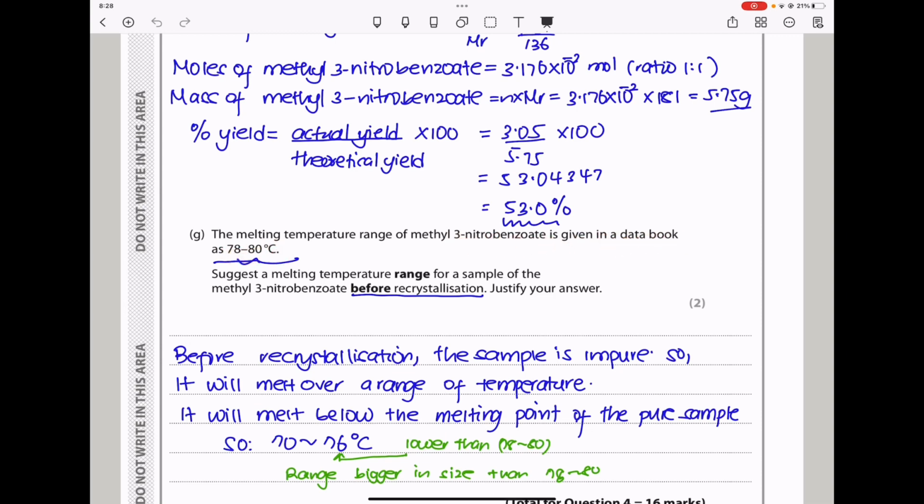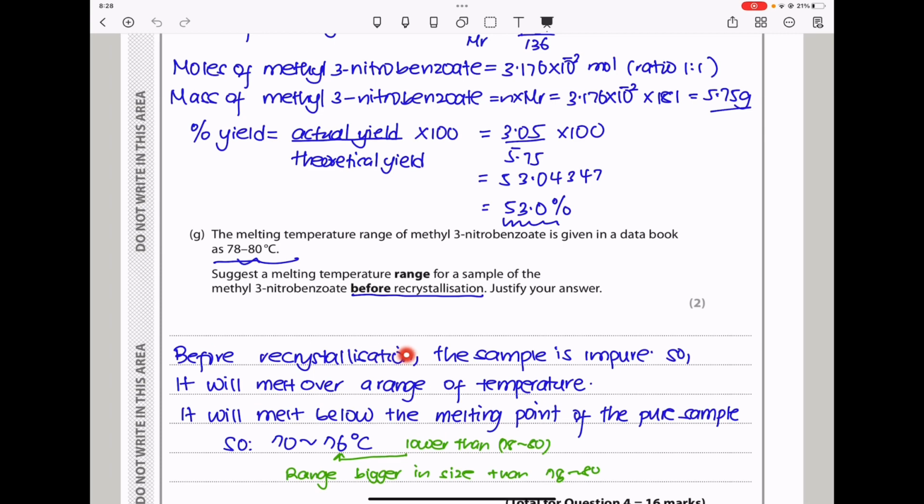78 to 80. Suggest a melting temperature range for a sample of methyl 3-nitrobenzoate before recrystallization, and justify your answer. Before recrystallization, this sample is going to be impure. So we know impure samples melt over a range of temperatures, and we know impure samples have a lower melting temperature than that of the pure sample.